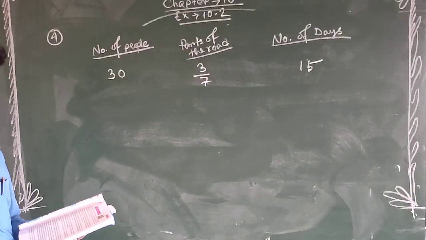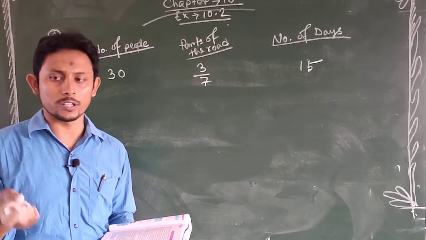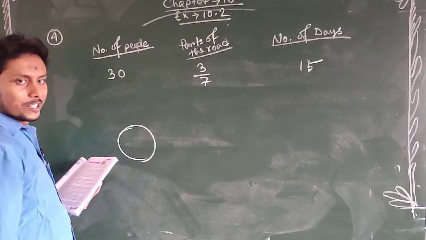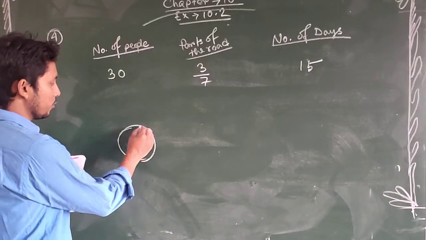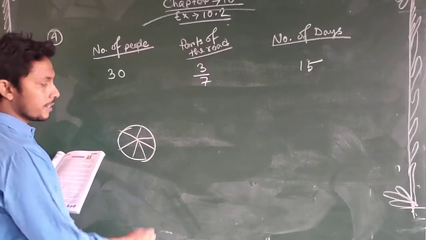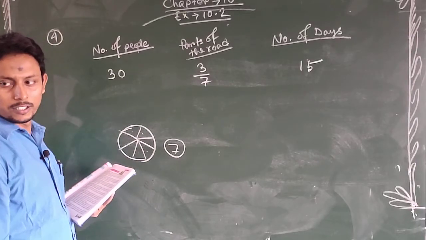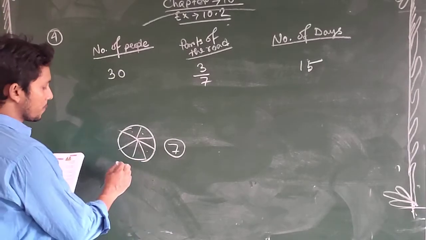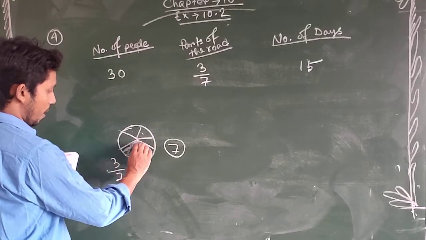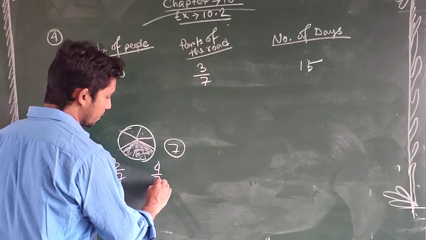So now tell me, total part. Total part is what? If there is a cake, I am dividing it into 7 equal parts. Then total is 7. 1, 2, 3, 4, 5, 6, 7. Out of 7, I have taken just 3 parts. That means 1 part I have taken, 2 parts and 3 parts. How many are remaining there? 4. That means 4 by 7 are remaining there.